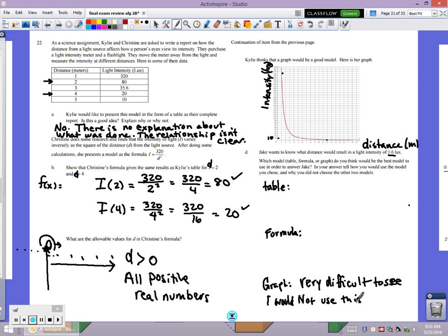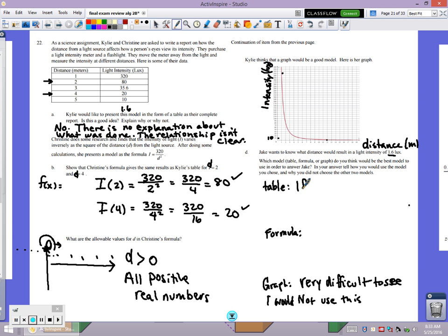All right, formula. Well, let's jump back to the table. Okay, so table, distance, lux. I want to find 1.6 lux. Well, it's not really on the table. Okay, maybe I could try to find a pattern to keep going, but to find 1.6 lux, it's going to take a bit of work. So I'm not a huge fan of the table.